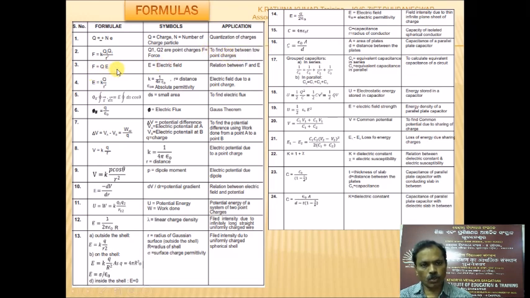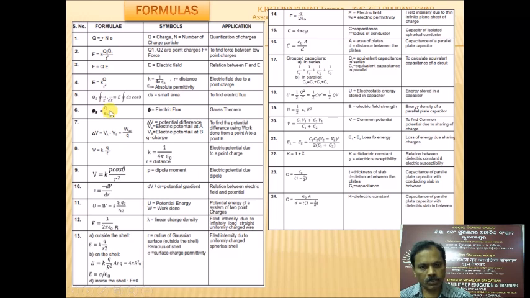Then F is equal to qE in the case of electric field, the relation between force and the electric field. Then electric field is also equal to kQ by r square. This is the electric field due to a point charge. This is electric flux, equal to E into integration of dS cos theta, to find the electric flux.